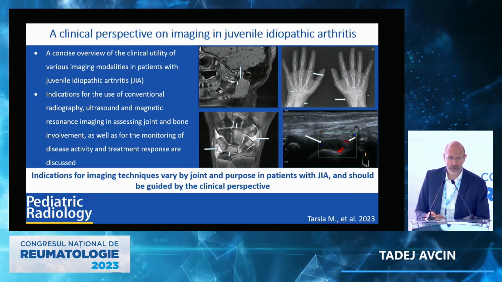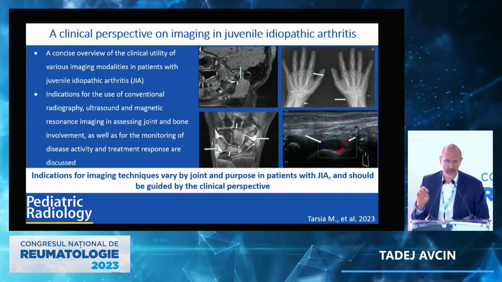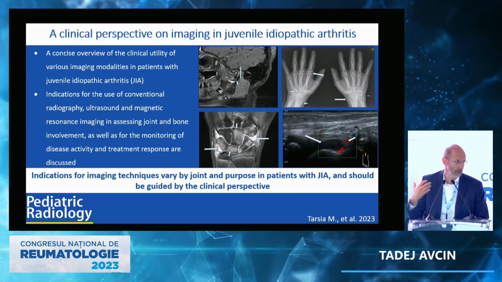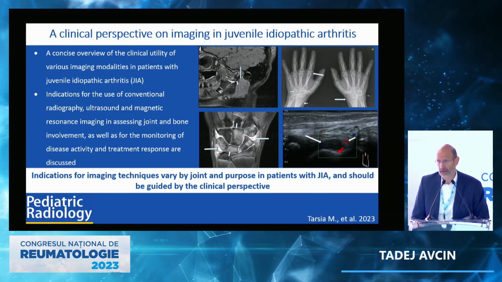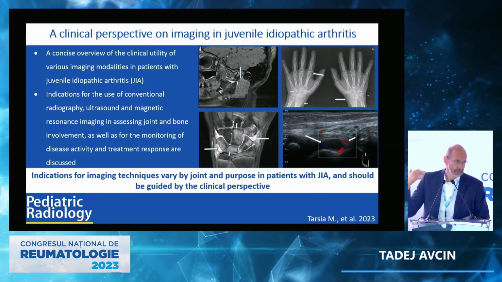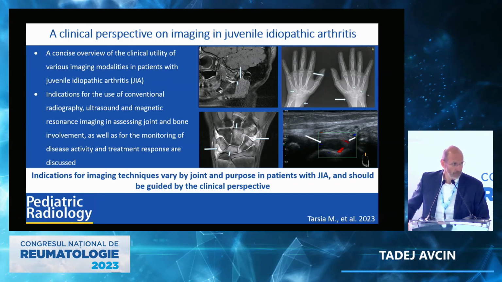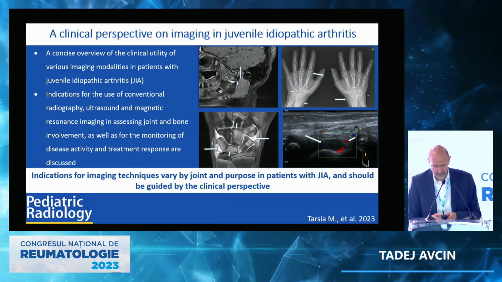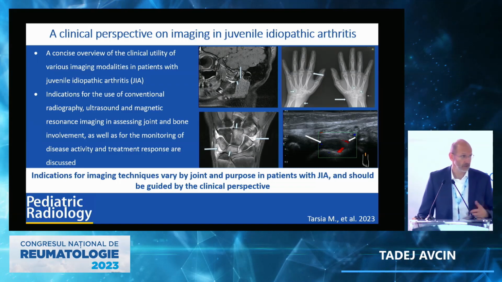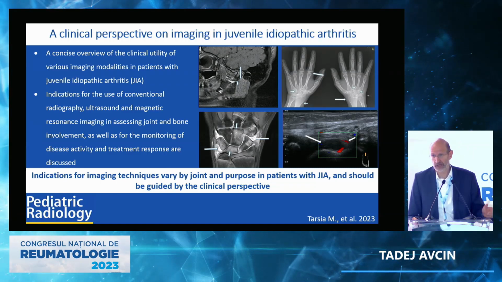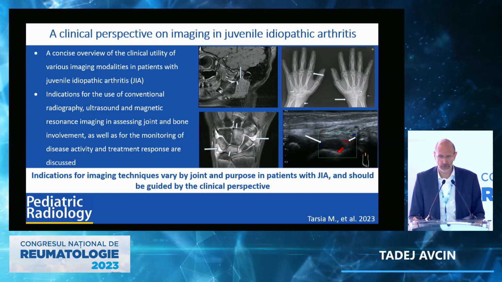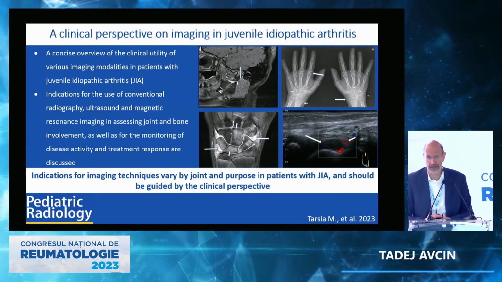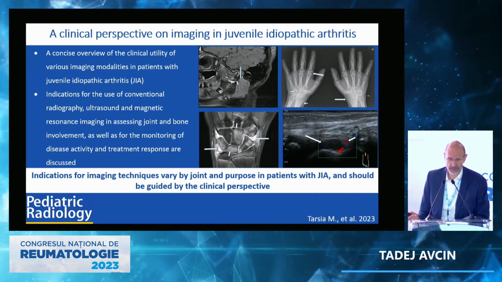Our approach is that we should use different imaging modalities judiciously, depending on the involvement. For example, we would use MRI for the cervical spine, for the hip, for tarsal involvement. We would use ultrasound for assessments of tenosynovitis, for joint injections in the difficult joints, and we would use X-rays particularly to show if there is any skeletal damage in these patients.